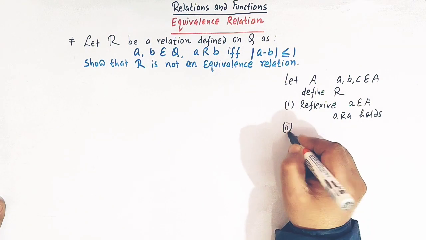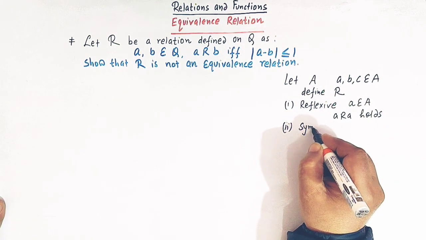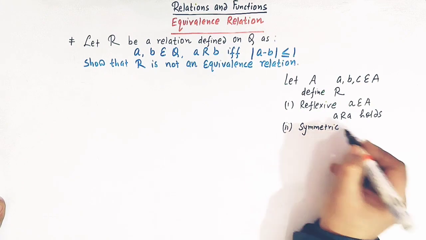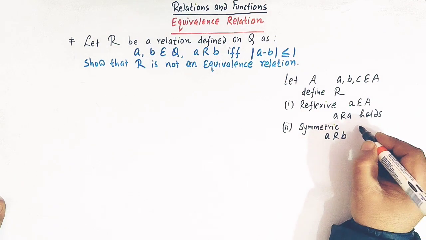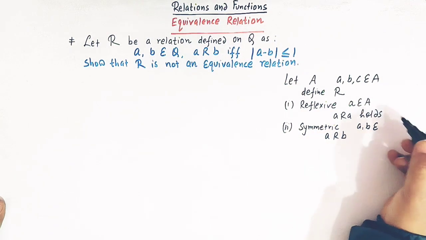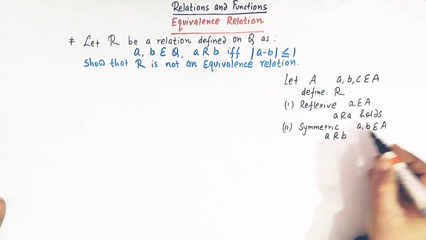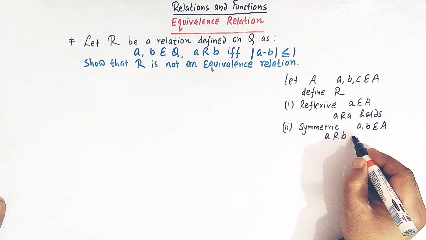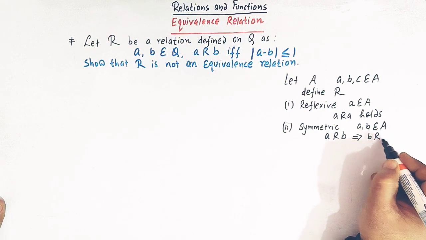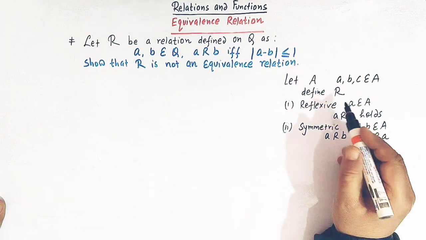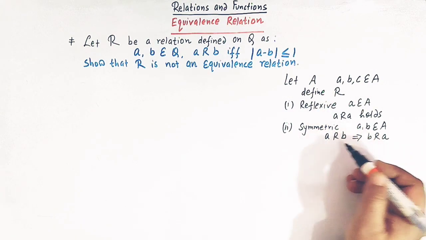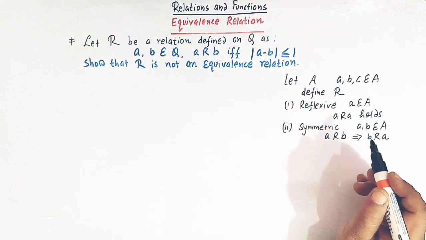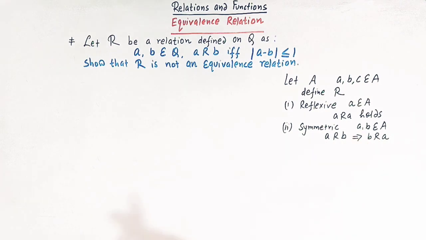Now, this relation R is said to be symmetric if we have A related to B. It means if we have two elements A and B belonging to the set A, and if A related to B implies B related to A, then this relation R is said to be symmetric. So for the relation R to be symmetric, if A related to B, then B related to A must hold.